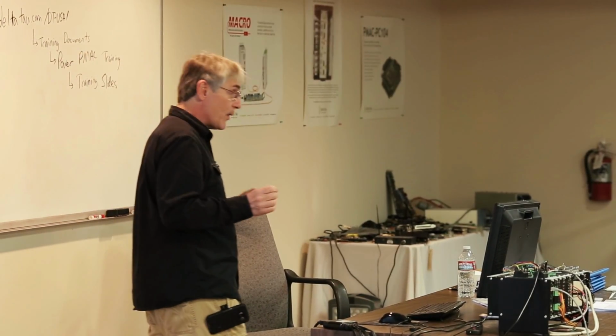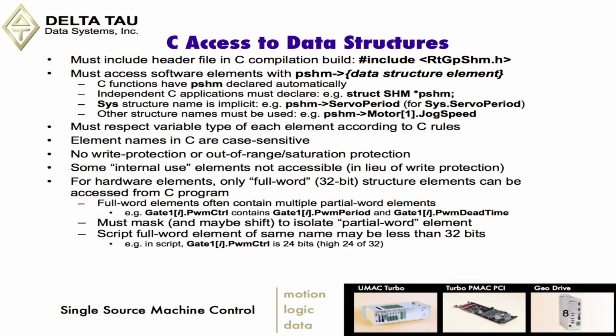C access to data structures. So in the C environment, and I won't talk too much about C. We have an entire section a little bit later on this week on utilizing C with Power PMAC. But you have to include the header file that has all of the definitions for these structures. It's in RTGPSHM.H. So that will always be included at the top. And this then allows you access the standard C structure access.